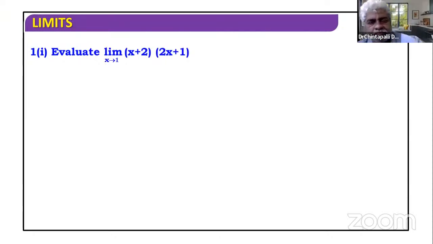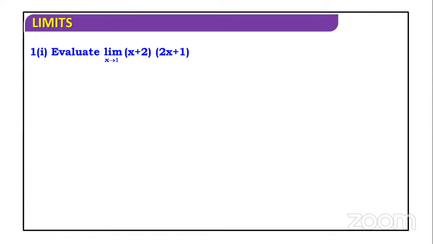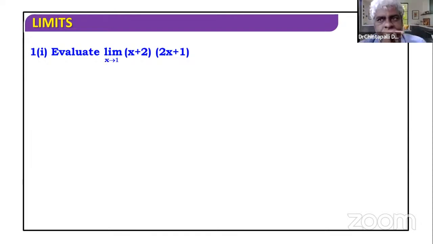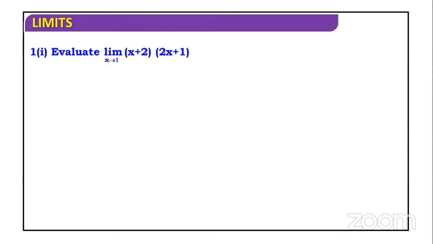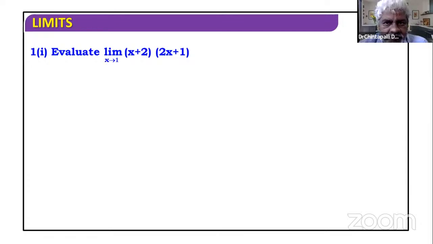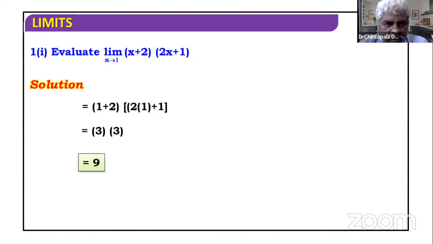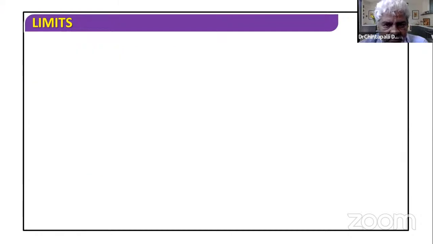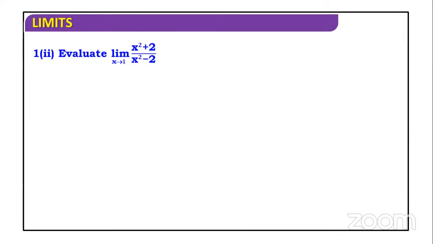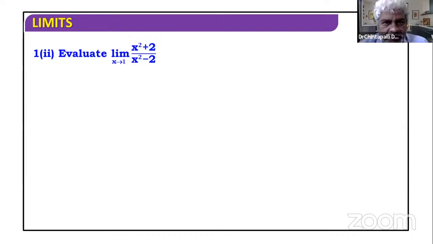Yeah, do it. So is it 9? 3 times 3, 9. Yeah, 3 times 3 is 9. Yeah, very good. Answer is 9 only. Yeah, tell. Negative 3, sir. Very good.